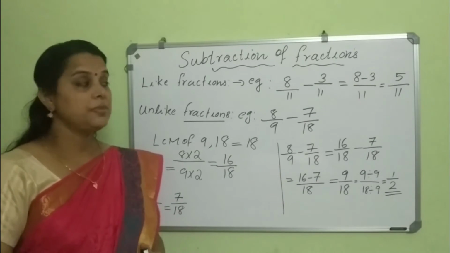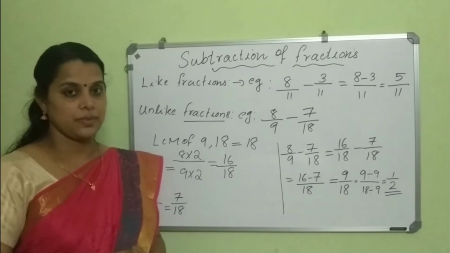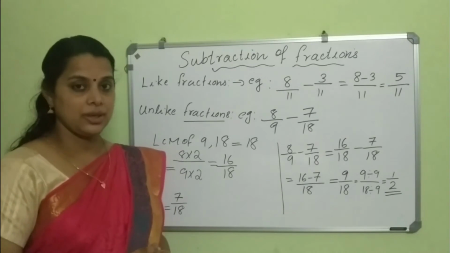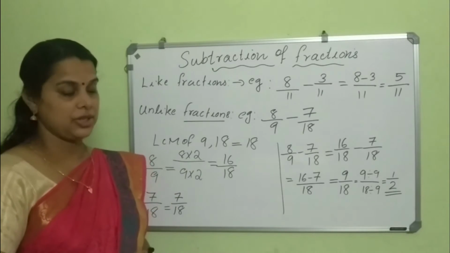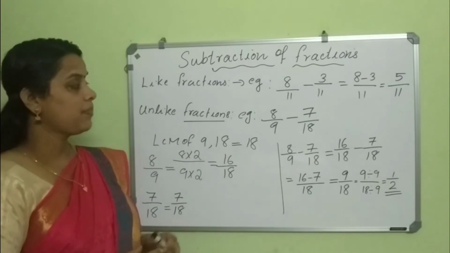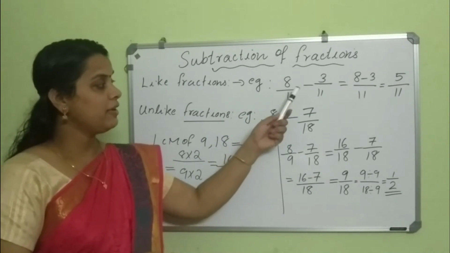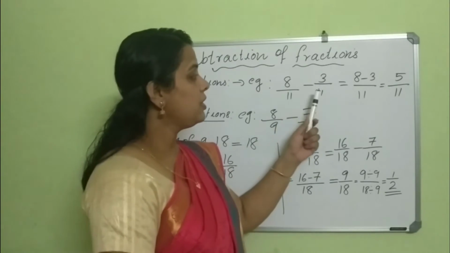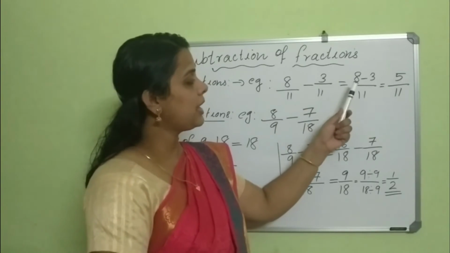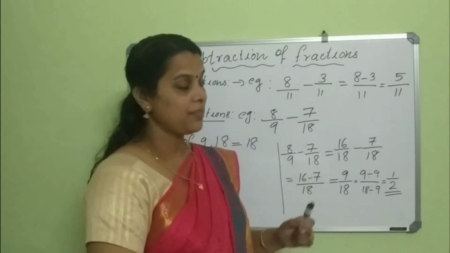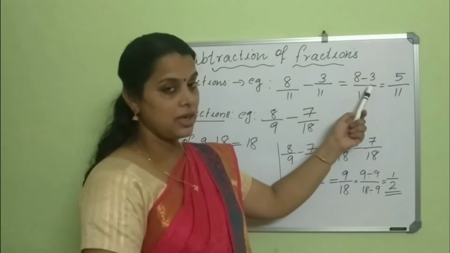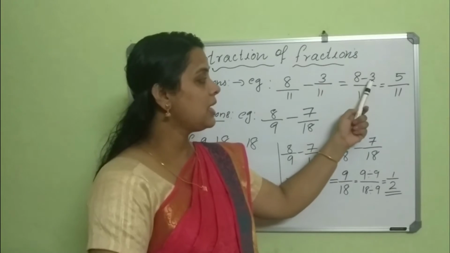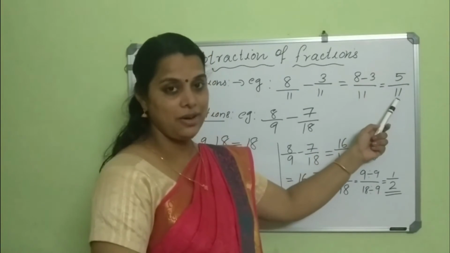Next is subtraction of fractions. The method is same as addition. Here we need to do the subtraction. Like fractions, example 8 by 11 minus 3 by 11. Denominators are same. We just need to do the subtraction of numerators. That is 8 minus 3 and denominator will be same. 8 minus 3 is 5, 5 by 11.